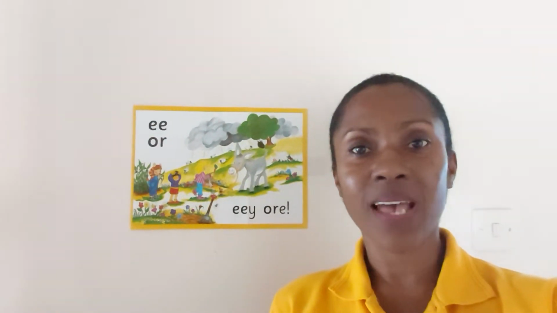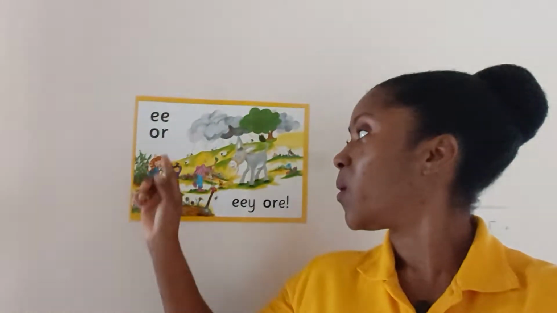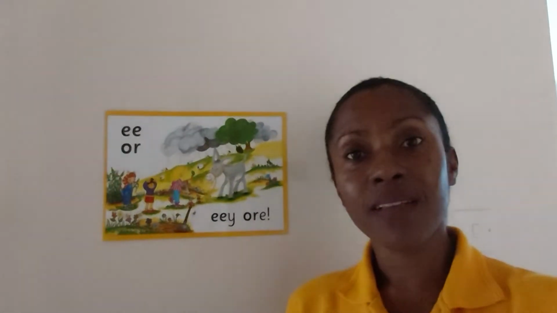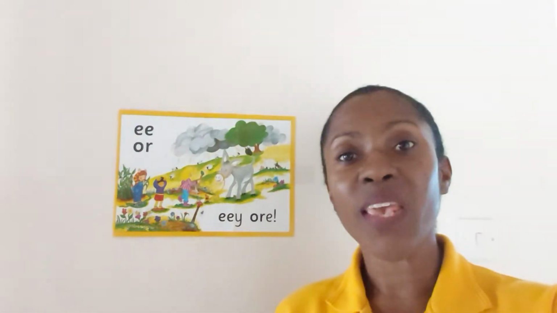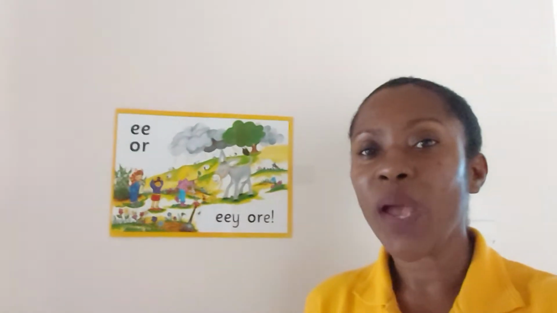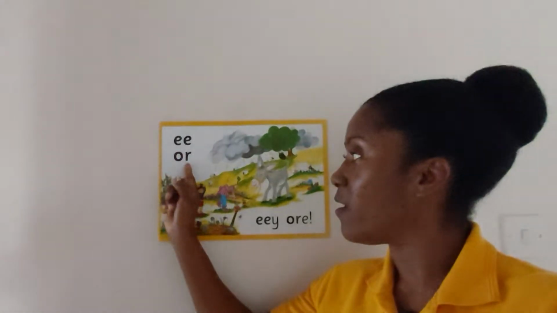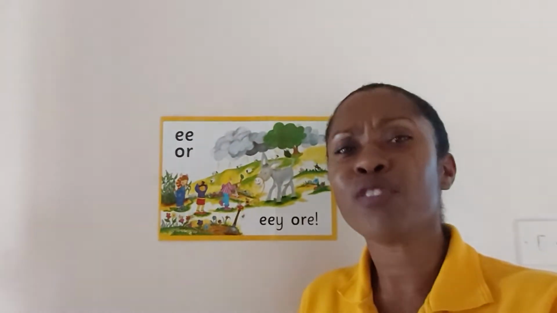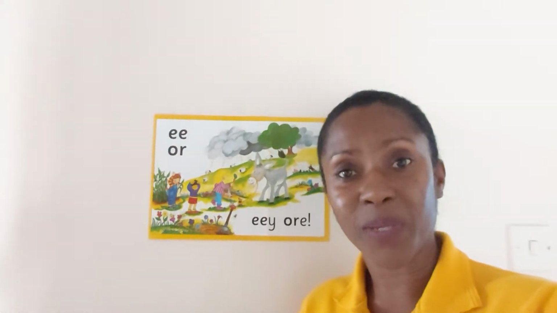In this video, you'll learn the O sound. The letters O and R together make the O sound. So when you see the letters O and R in words, usually it makes the O sound.